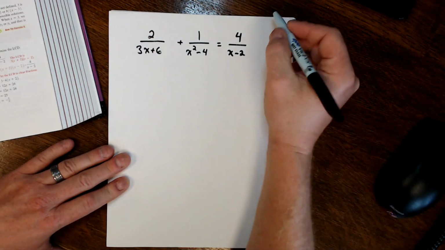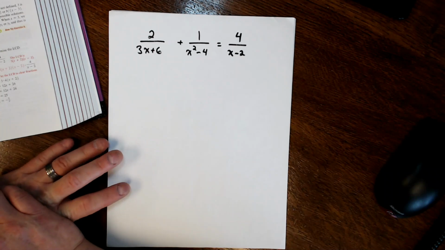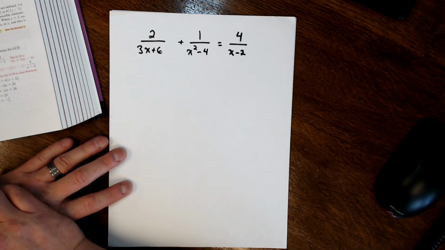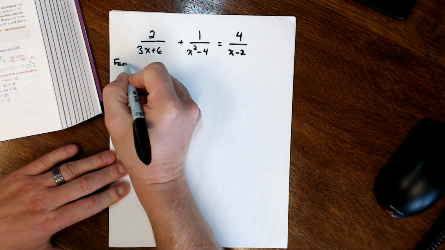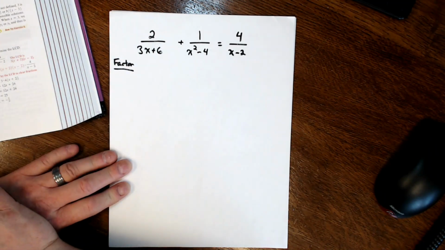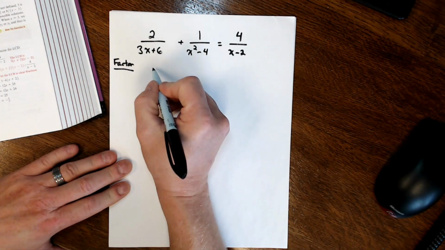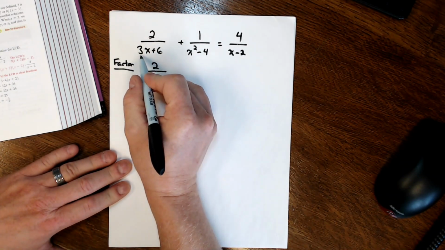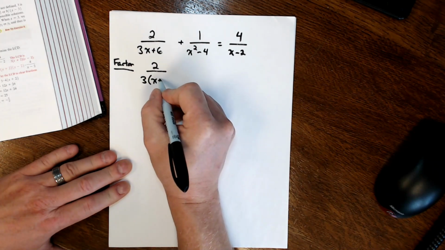Here is another example where we're going to solve using rational equations. Here, I'm going to have to find the common denominator. And the first thing I want to do is make sure that I factor out anything that I have in the denominator. Here, I have 2, and I'm going to factor out 3. It's going to be 3 times x plus 2.